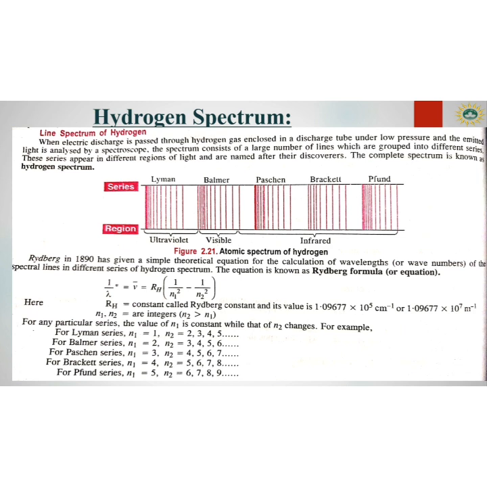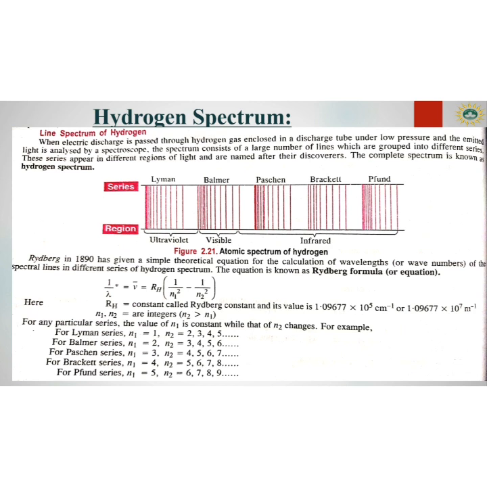Here RH is the Rydberg constant whose value is 1.09677 into 10 to the power 5 centimeter inverse or 1.09677 into 10 to the power 7 meter inverse. যেখানে যে ইউনিটটা লাগবে সেটা তুমি ইউজ করতে পারবে। And n1, n2 are integers.